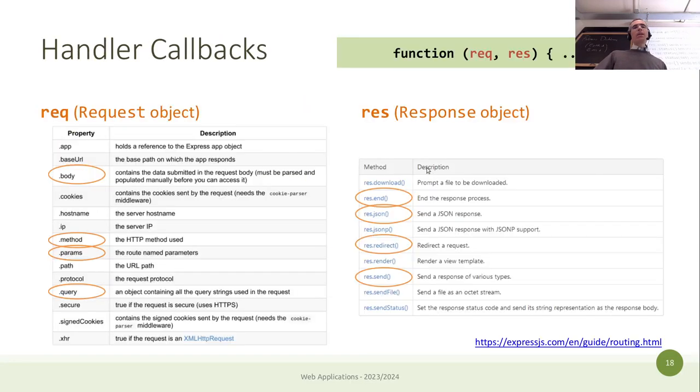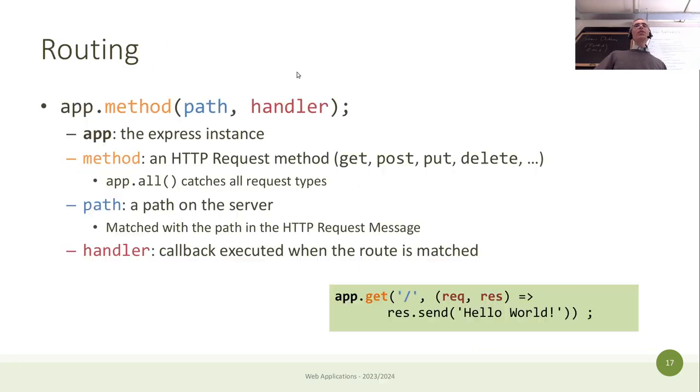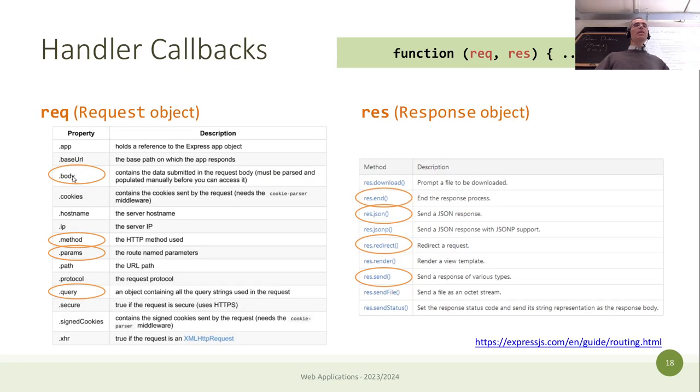Okay, so we say that each function needs the method (get, post, put, delete), a path that is the URL that has been sent by the client. In our case, it was slash. We didn't put anything, so the first thing the browser asks is slash, the root path. And then the handler, the function that takes a request and response, req and res, which has body, method, etc., query, and JSON and send.